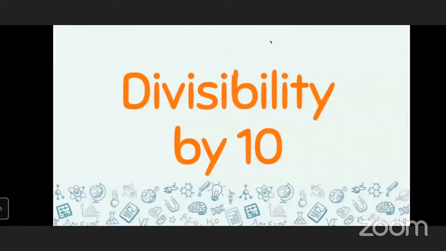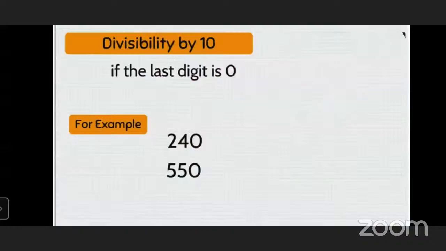Next is divisibility by 10. If the last digit is 0, that is, the unit place digit is 0, then the whole number is divisible by 10. For example, 240, 550. These are some examples. Any example you can give?